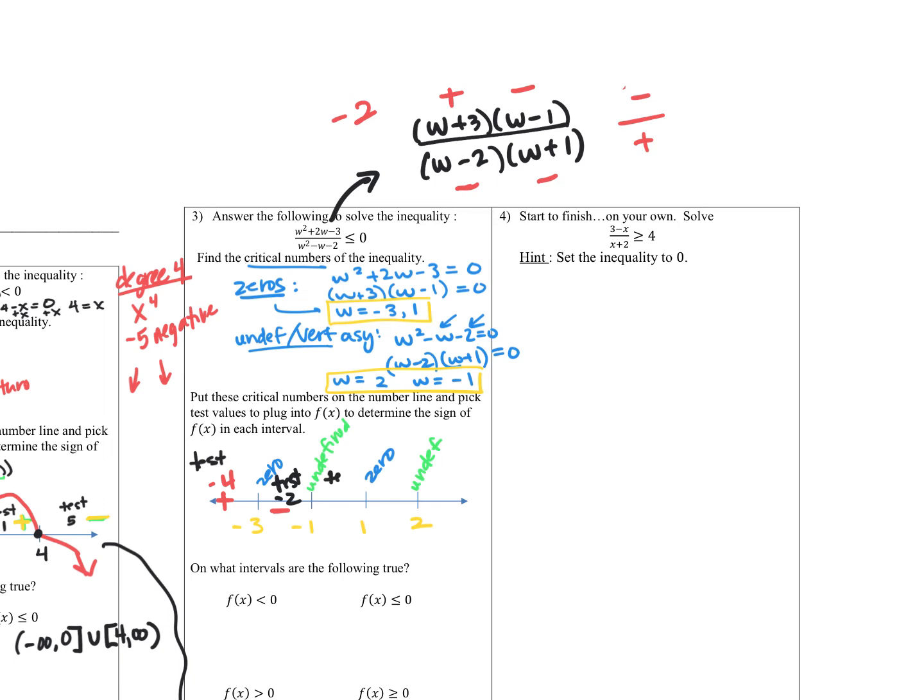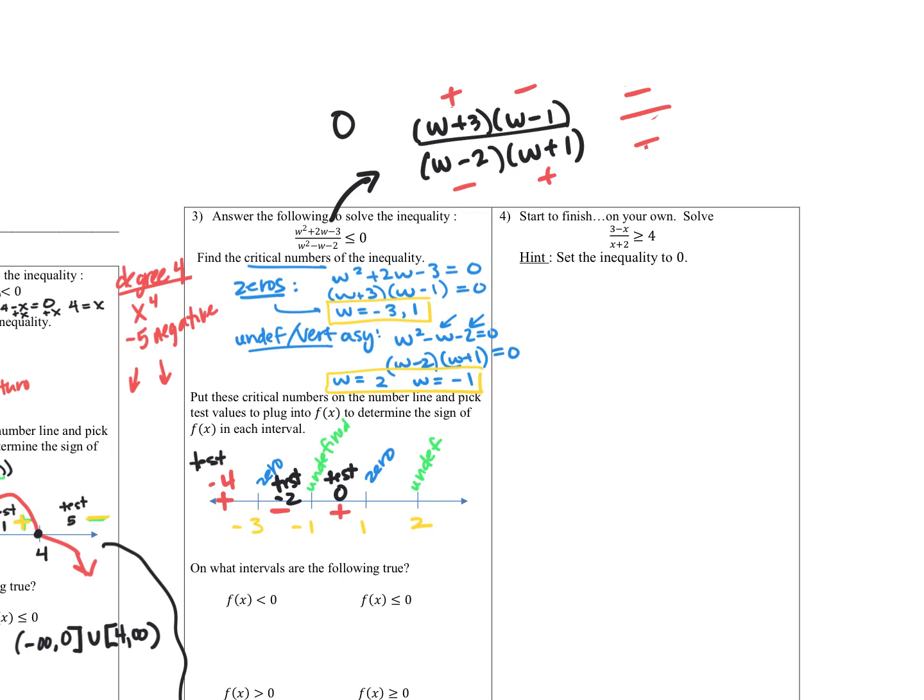And we're going to test something between -1 and 1. So I would test 0. Try and go for easier numbers. You can also do any kind of fraction if you really wanted to. So if I'm going to test 0, 0 plus 3 is positive, 0 minus 1 is negative, 0 minus 2 is negative, and then positive. So on the top we'll get negative, bottom will get negative, so negative divided by negative is positive.